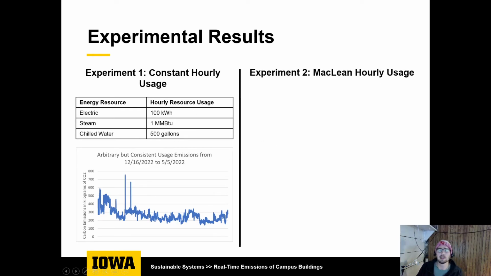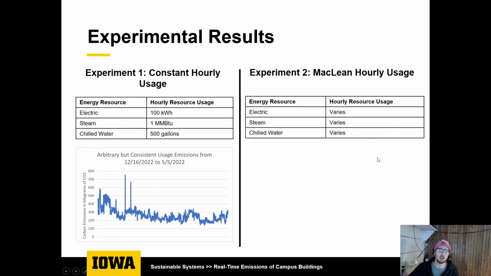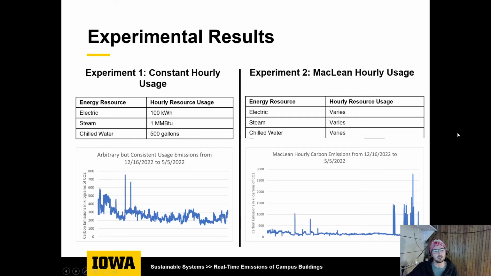And the second experiment was looking at an actual building on campus and tracking that over time. So this was McLean Hall, and as would be the case for any building, its energy resource usage is going to rise and fall for each of these items over time. It's not going to be constant like this workload. So this is a real building over the same time frame, looking at its CO2 emissions.